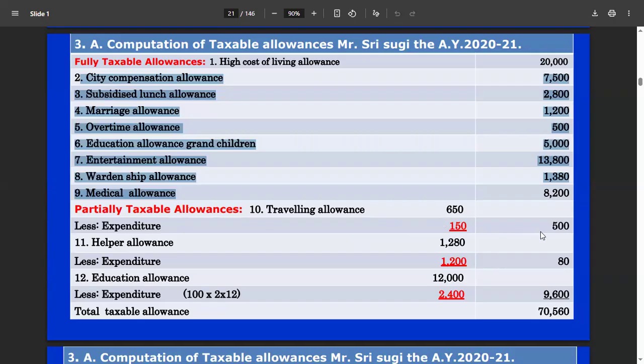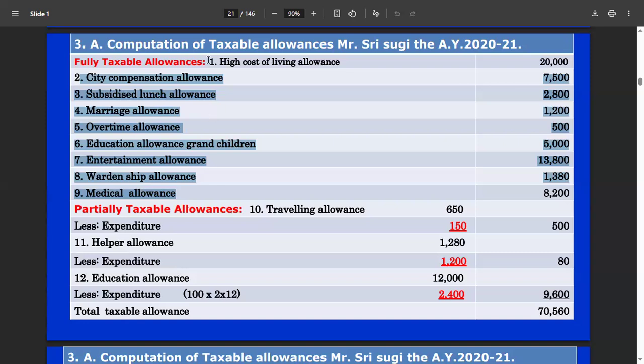Now, in case of partial, my traveling allowance is 650, whereas expenditure is 150. So, the actual gain of allowance is 500. Similarly, for helper, allowance is 1,280, but expenditures are 1,200. So it means extra available is 80, and that much is only taxable. Then education allowance has to be given for two children only. So it is paid 12,000, but actually expenditures are made 2,400. So what is the extra part I'm going to tax?